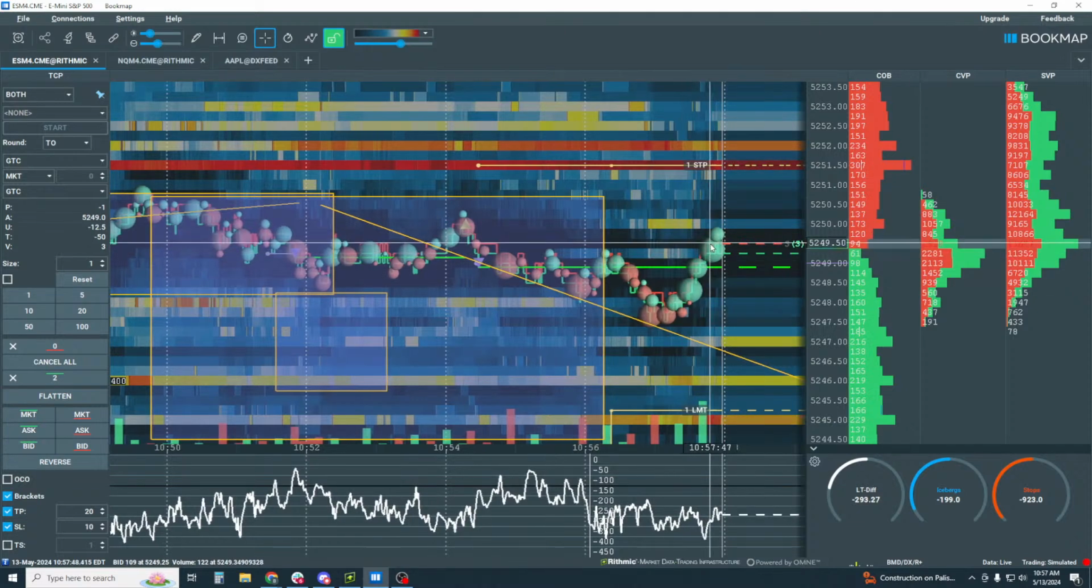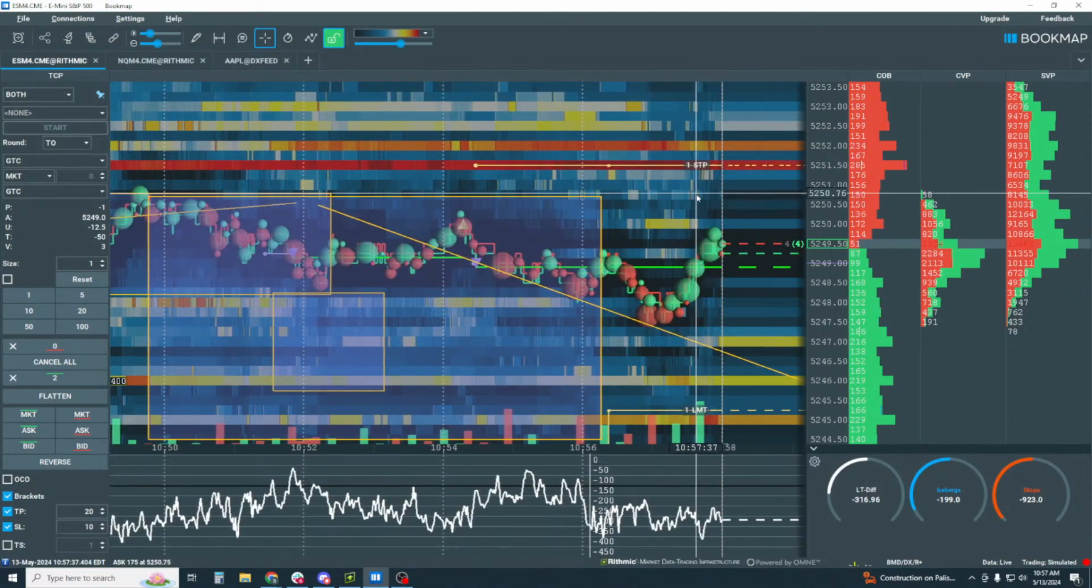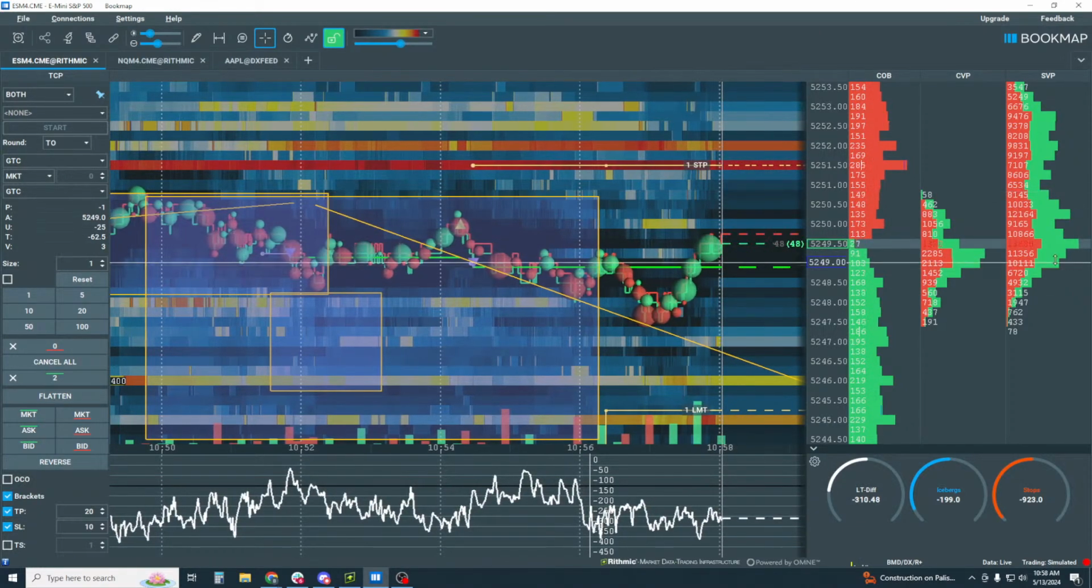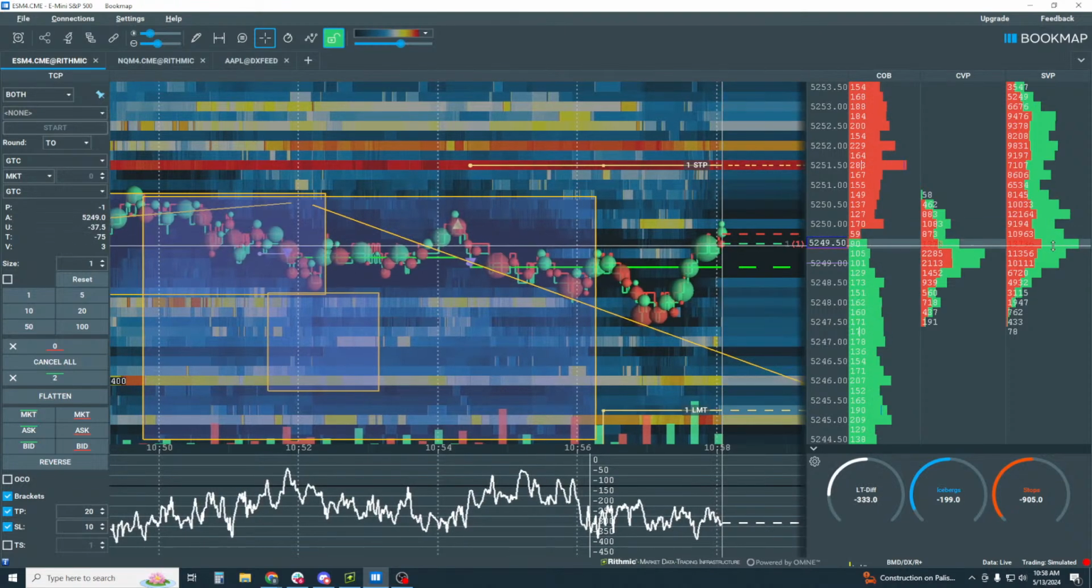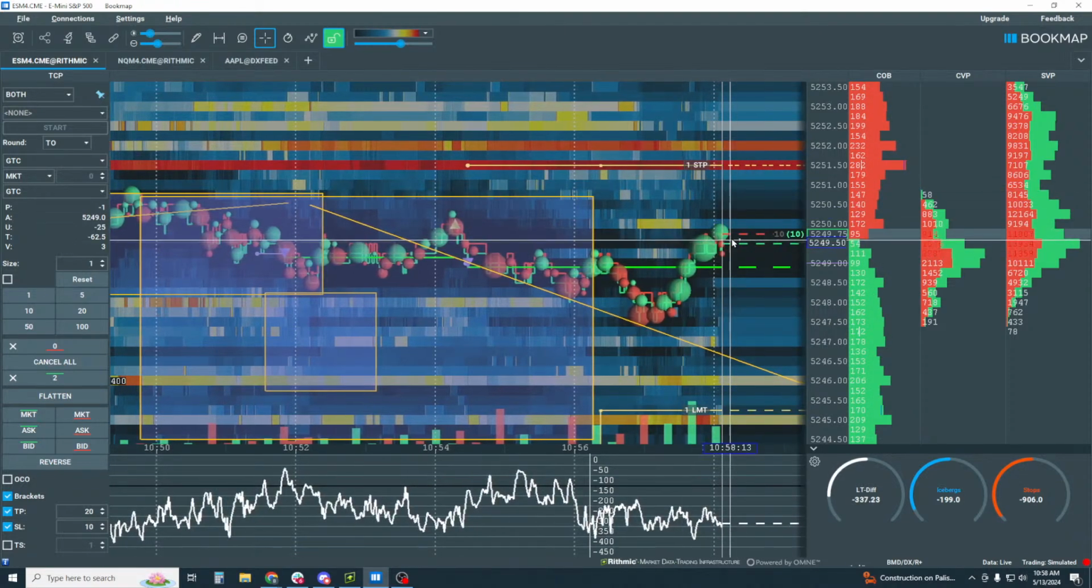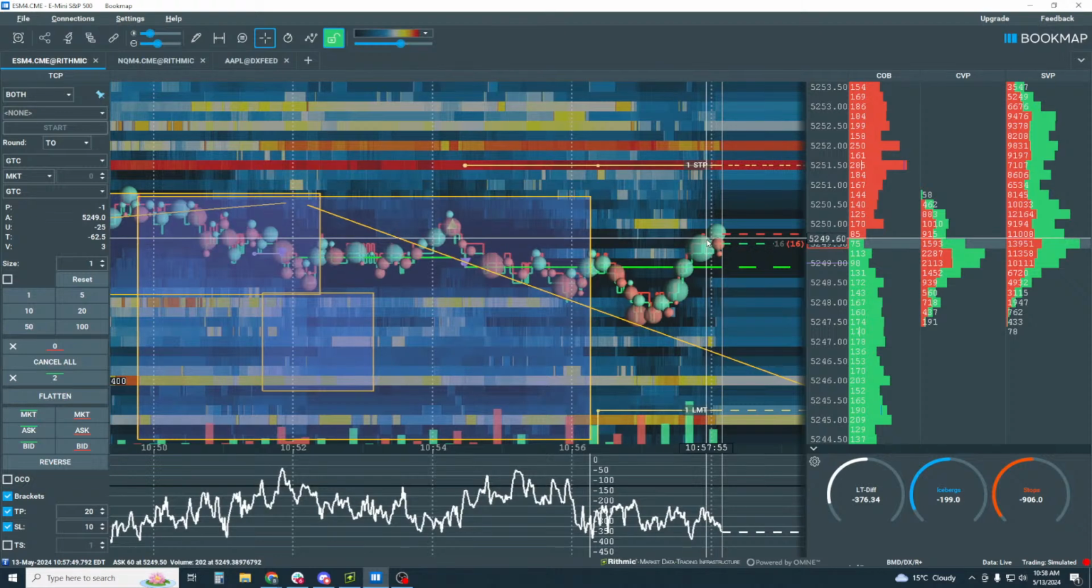Yeah, see this, there's possible shift here by these buyers here. We'll see. Okay, back to kind of point of control here. And this is where the buyers really need to push through.